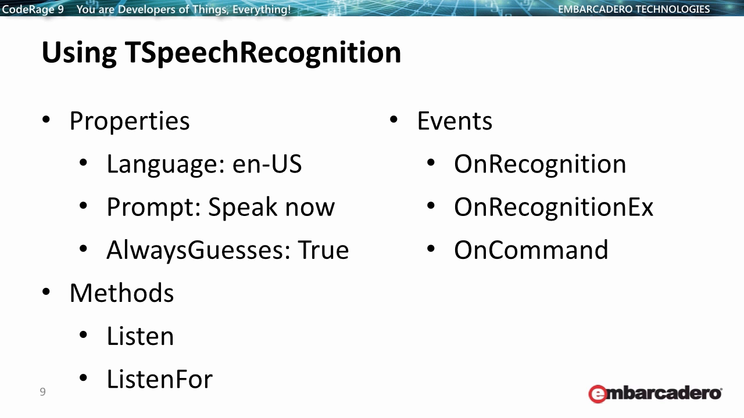And then OnCommand is going to return which of the ListenFor possibilities that you provided was the one that was heard. So if AlwaysGuesses is true, then OnRecognitionEx fires even when you say ListenFor. If AlwaysGuesses is false, then ListenFor only results in OnCommand being fired. If none of the items in your list is heard, OnCommand fires with no value coming through to it.